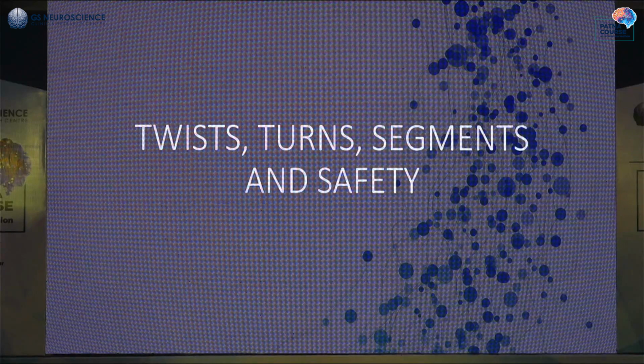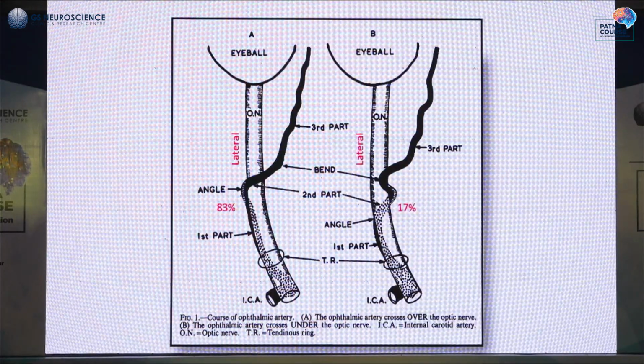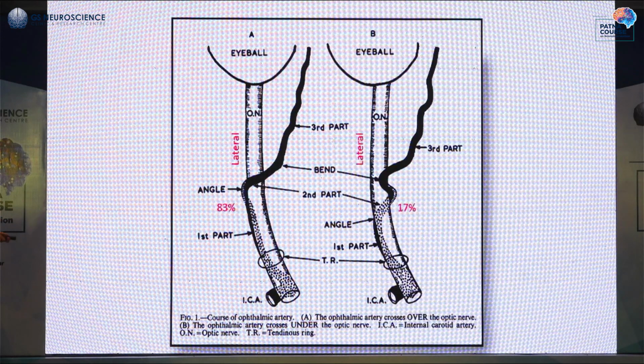Now, what has already been evaluated and told in great detail, the twists, segments, and safety, because we are concerned about the vision. So coming back again to the same drawing, the same thing in a diagram. So the first part, the angle which has already been elaborated, sometimes goes below, sometimes takes the turn from medial to lateral, most of the times.